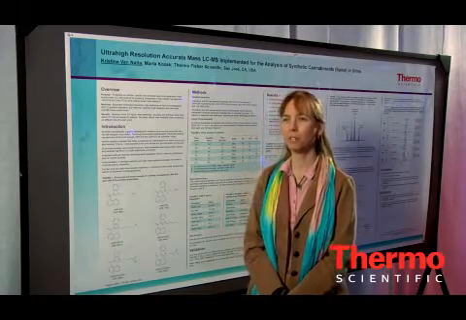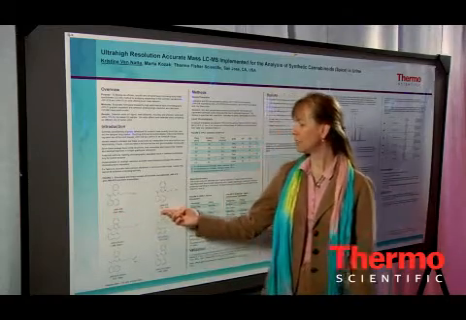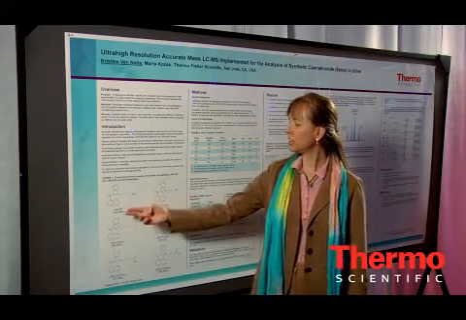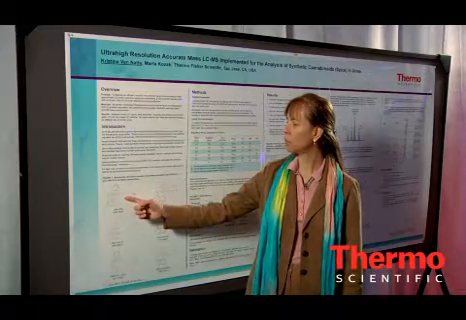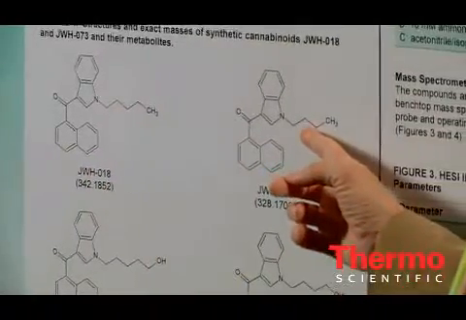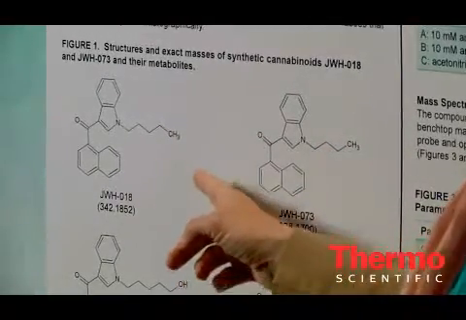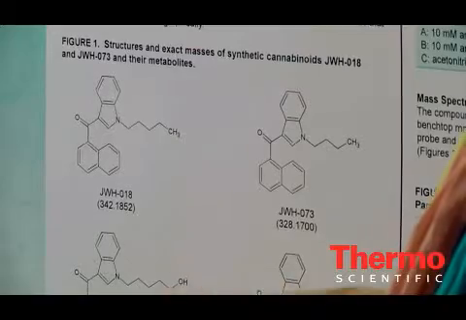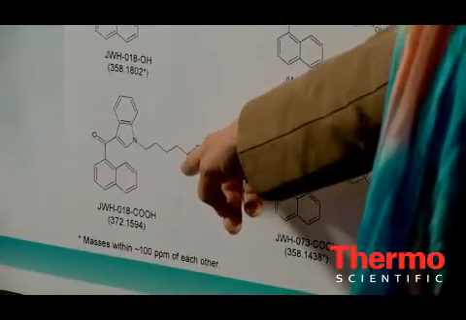The two compounds I'm going to be focusing on are JWH-18 and JWH-73. As you can see, these two compounds are very similar, differing only by being a pentyl chain versus a butyl chain. In human urine, research has shown that the parent compounds are not seen. Instead, the hydroxylated and carboxylated metabolites are the compounds that are seen in human urine.